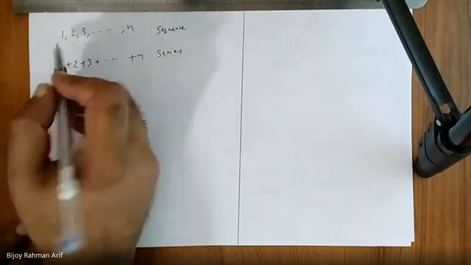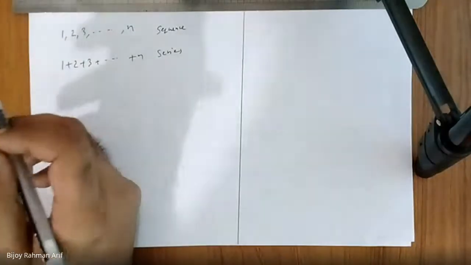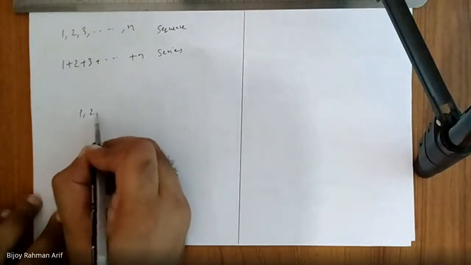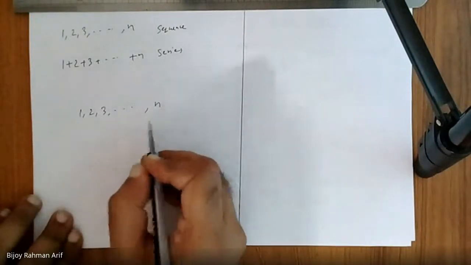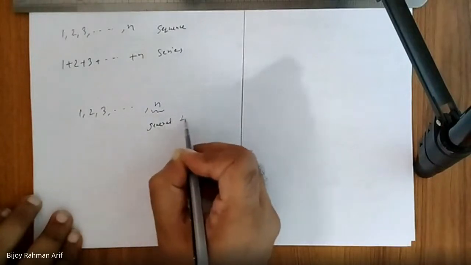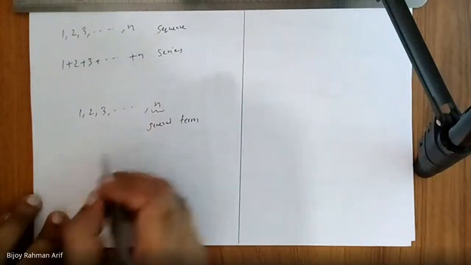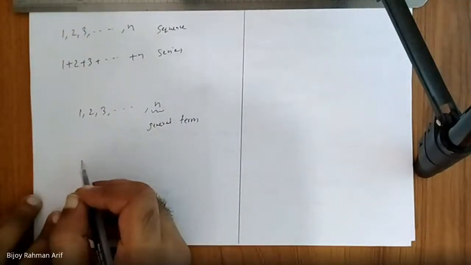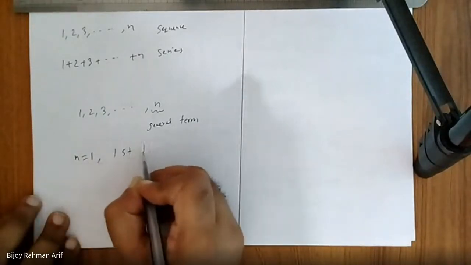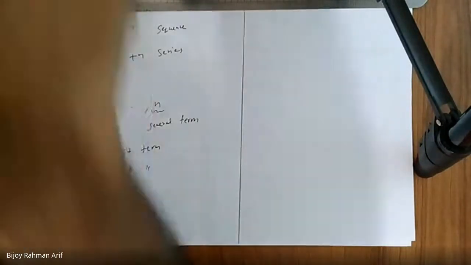Okay. Now, what is the general term of the sequence? General term is something like this. Let's say 1, 2, 3, dot dot dot n. So this is called the general term. What is the beauty of general term? When you put n equal to 1, you get the first term. When you put n equal to 2, you get the second term. So this is the beauty of general term.